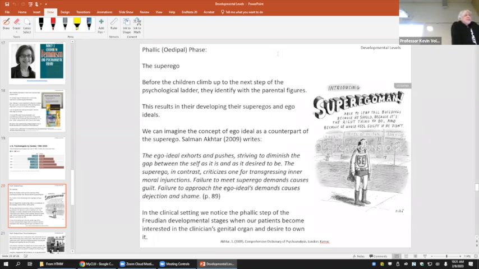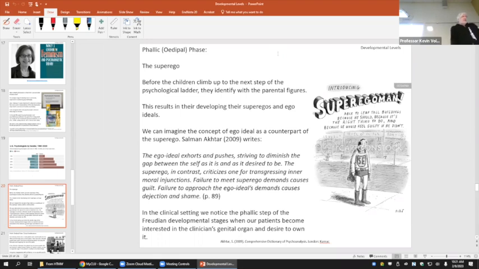Salman Akhtar, the author of your book, writes that the ego ideal extorts and pushes, striving to diminish the gap between the self as it is and as it is desired to be. The superego, in contrast, criticizes one for transgressing inner moral injunctions. Failure to meet superego demands causes guilt. Failure to approach the ego ideal's demand causes dejection and shame. Does that make sense? The ego ideal is sort of like the best person you can possibly be, and if you don't reach that, you're dejected and maybe a little ashamed. As opposed to the superego, which makes you feel guilty. You're just bad, so you feel guilty. Those are the two aspects of the superego.